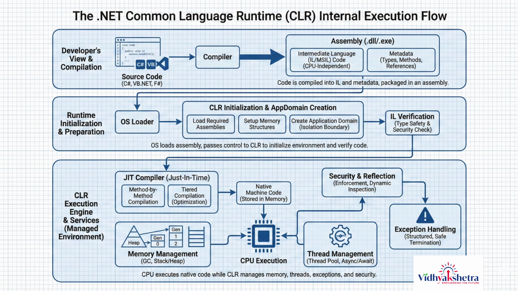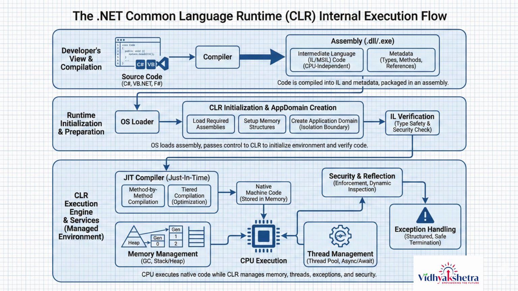After verification, the execution process moves to one of the most important components of CLR, the just-in-time compiler, commonly called JIT. The JIT compiler converts IL code into native machine code that can be executed by the CPU. This conversion does not happen all at once. Instead, JIT works method by method. When a method is called for the first time, the CLR checks whether native code for that method already exists. If not, the JIT compiler compiles the IL instructions of that method into native code.